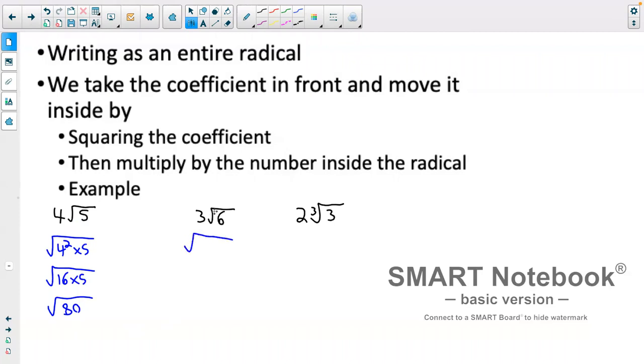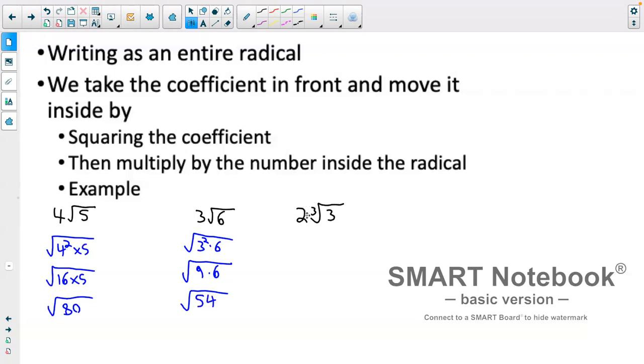Next one, we have 3 root 6. That's the same as 3 squared times 6 inside our root. So we have 3 squared is 9 times 6. So 3 root 6 is the same as the square root of 54.